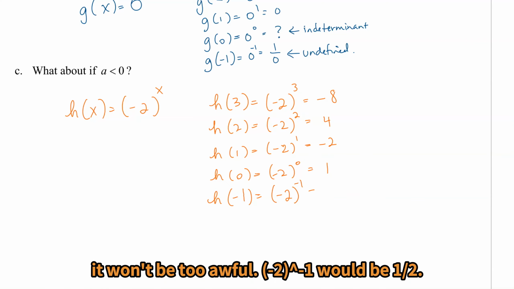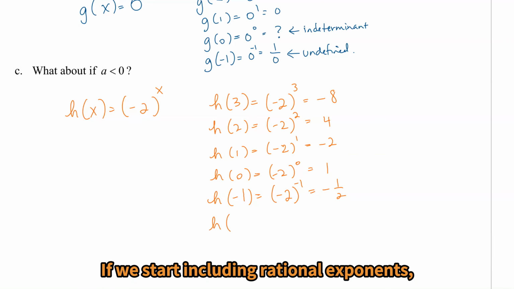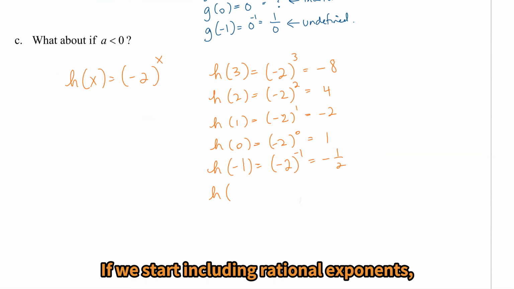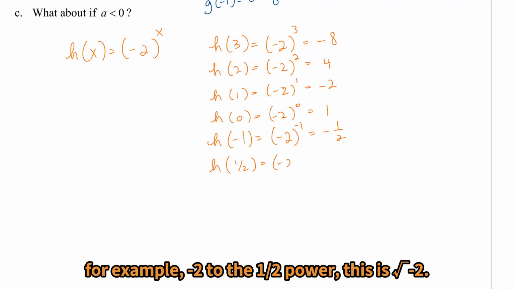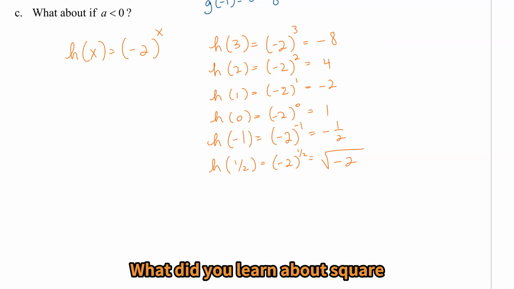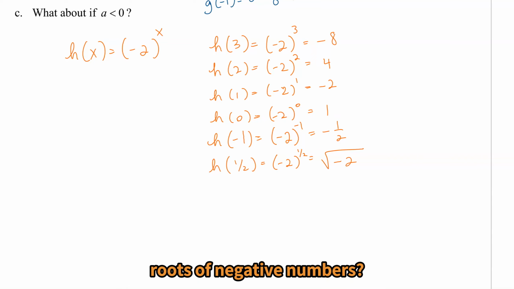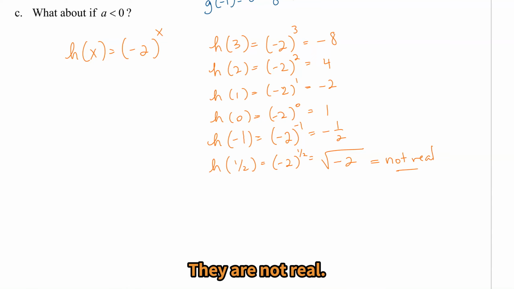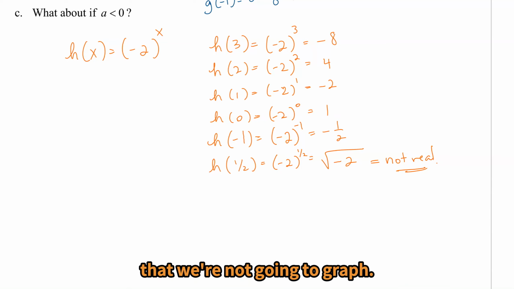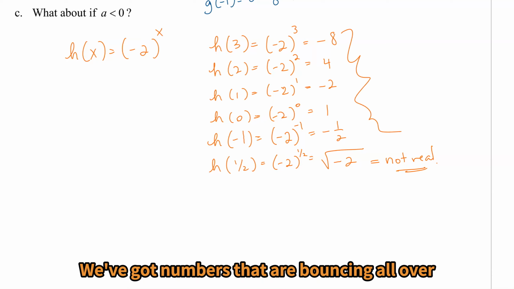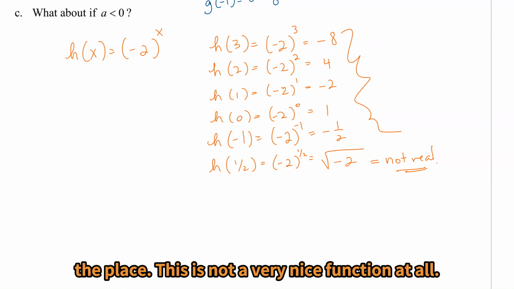And then if we try to do negative values, won't be too awful. Negative 2 to the power negative 1 would be negative 1/2. But now here's where the problem comes in. If we start including rational exponents, if I look at negative 2 to the 1/2 power, this is square root of negative 2. What did you learn about square roots of negative numbers? They are not real. So now we're jumping into this complex plane that we're not going to graph. We've got numbers that are bouncing all over the place. This is not a very nice function at all.